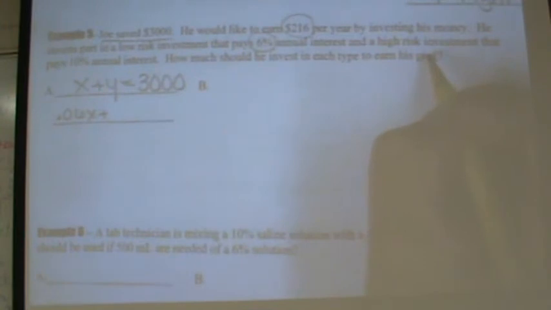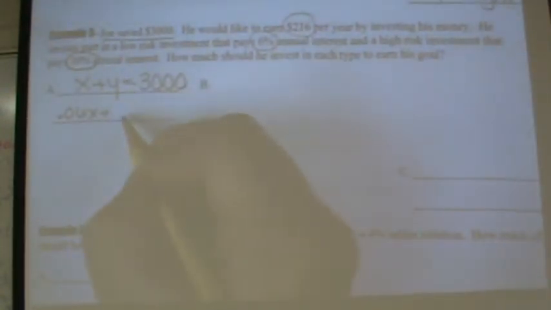One account earns 6%. So now we're gonna turn 6% into a decimal. How do you turn 6% into a decimal? 0.06x. And the other account, which is a high risk account, it's risky, it's 10%. So turn that to a decimal. And we wanna earn $216, so that's what goes with this one.